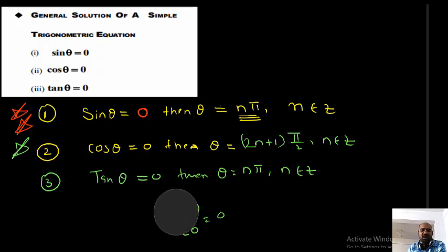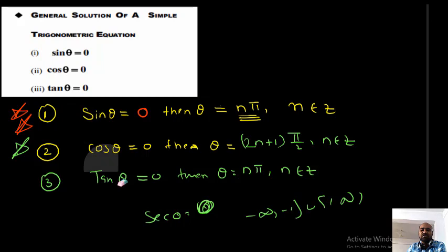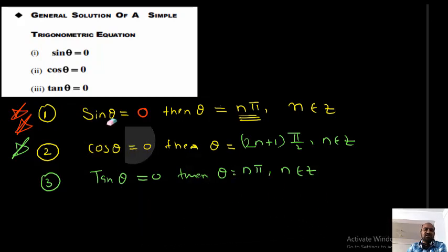Similarly, for cot theta equal 0 also you can write. Sec theta equal to 0 never happens, because the sec theta value is from minus infinity to minus 1 union 1 to infinity only. Sec theta output is never 0. That's why sec theta equal 0 means no solution. Cosec theta equal 0 also has no solution. Sin theta equal to 0, what is theta? n pi, where n belongs to Z.